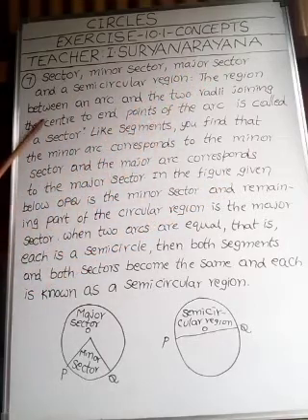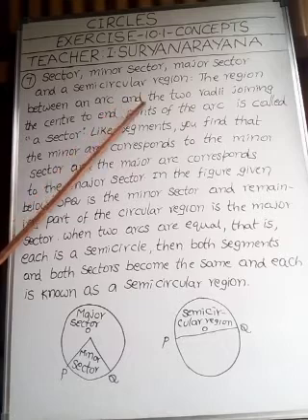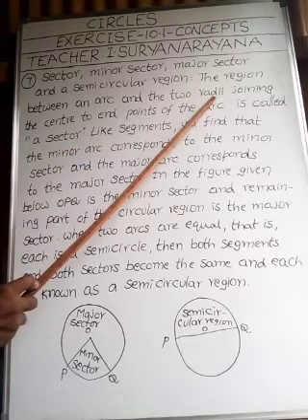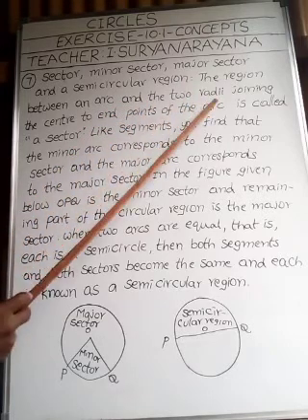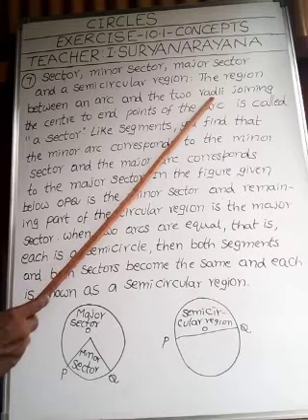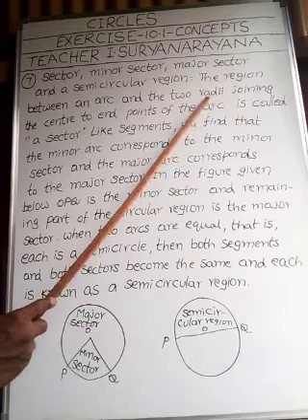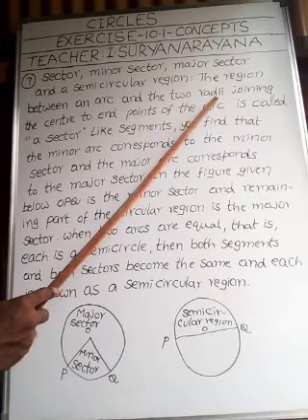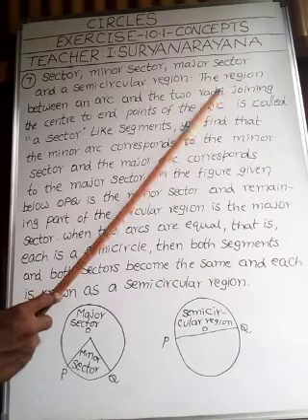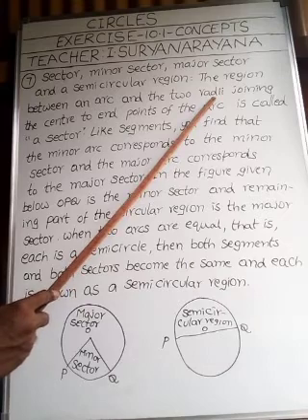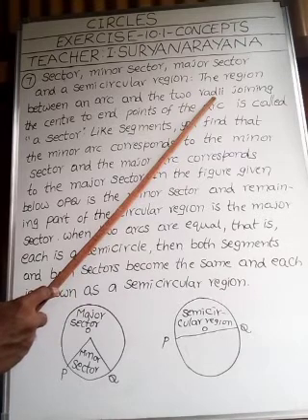The region between an arc and the two radii. Radii is the plural form of the word radius. You know, in English, there are singular and plural forms of a word. So radii denotes the plural form, more than one. Understood this point, my children? Radii means more than one.